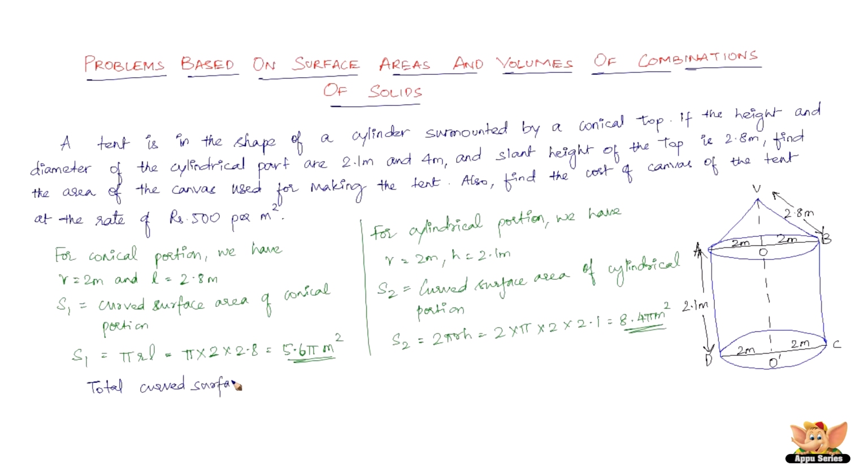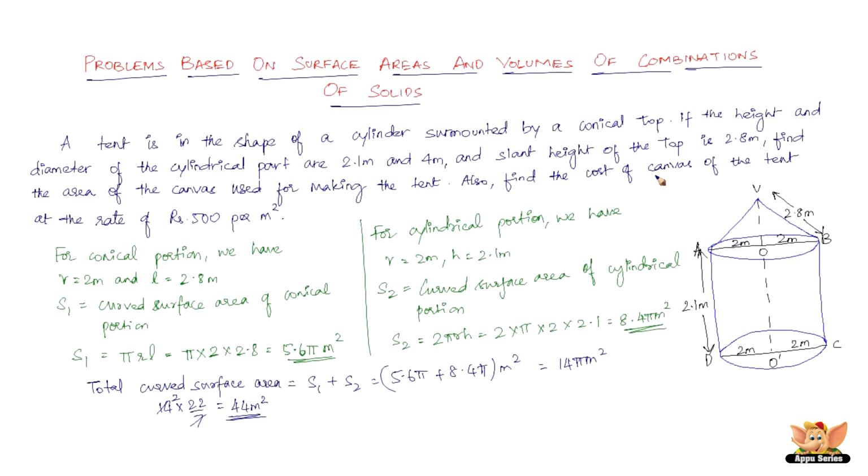The total curved surface area is equal to S1 plus S2, which is 5.6 pi plus 8.4 pi meters square, which is equal to 14 pi meters square. Now it's time to substitute the value of pi. So 14 times pi, which is 22 by 7. 7 goes 2 times in 14. So 2 times 22 is 44 meters square. So the total curved surface area is 44 meters square.